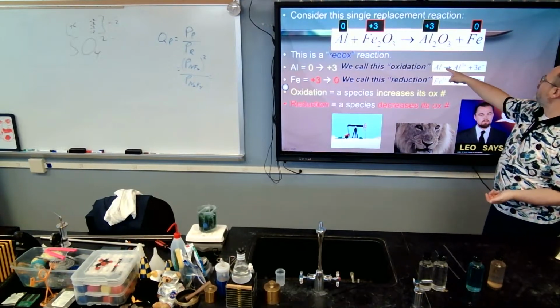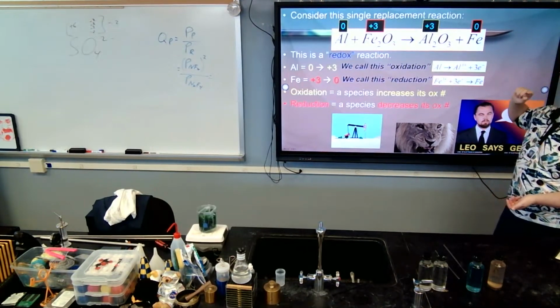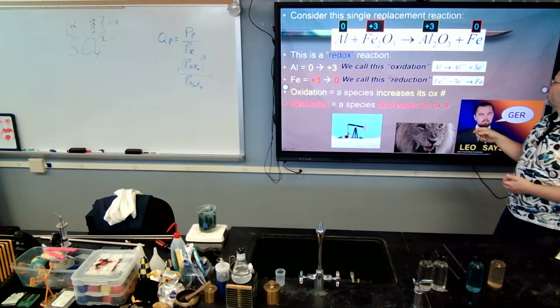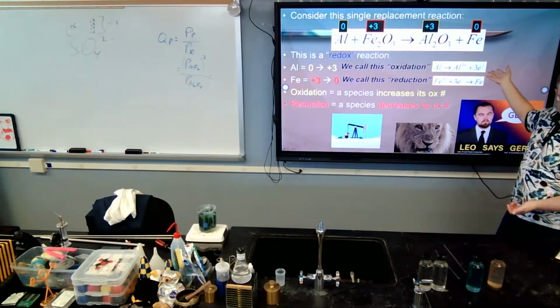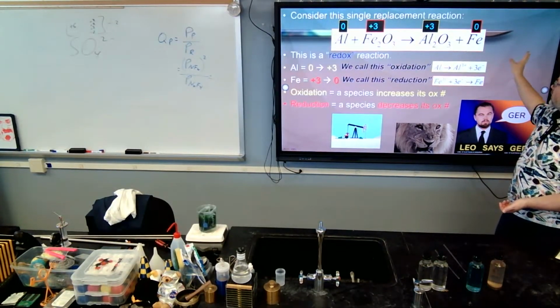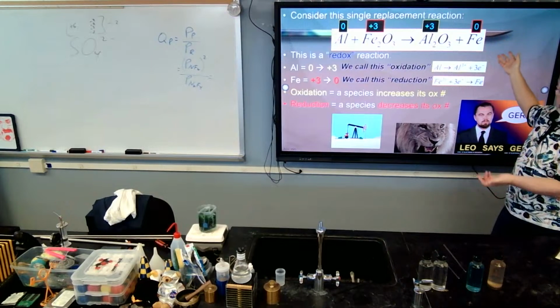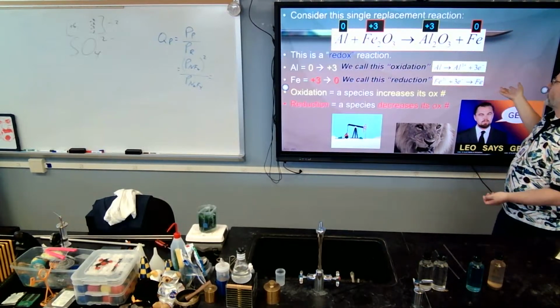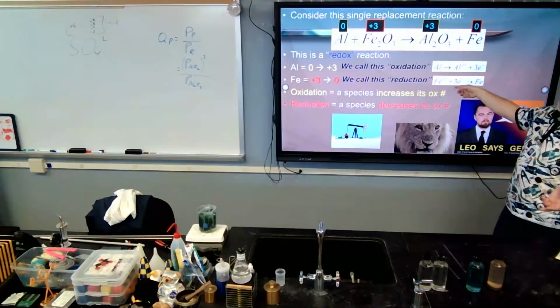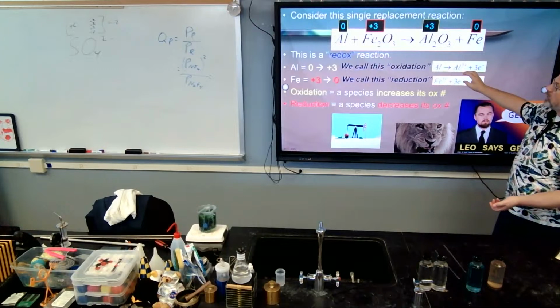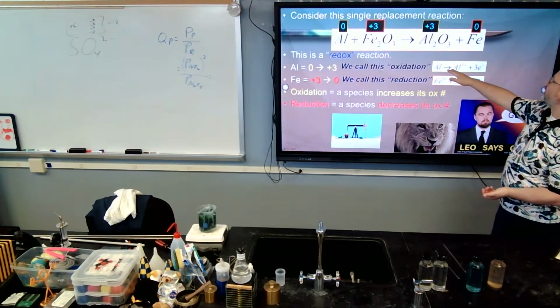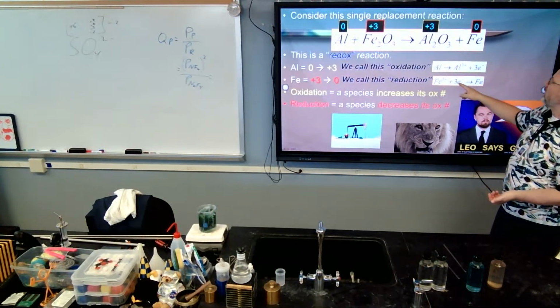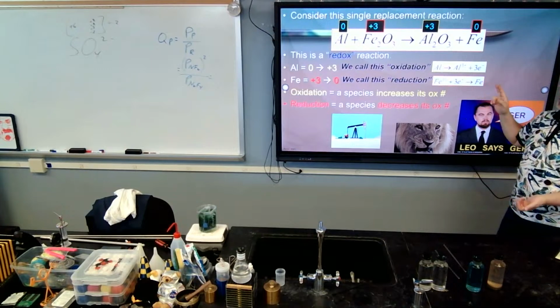So we call this an oxidation half reaction. We call it a half reaction because it's not balanced. You're just chucking electrons. Where do the electrons go? I don't know. This is a reduction half reaction. I needed electrons. Where'd they come from? I don't know. You put them together, you get a full reaction. But this is called an oxidation half reaction. This is called a reduction half reaction.